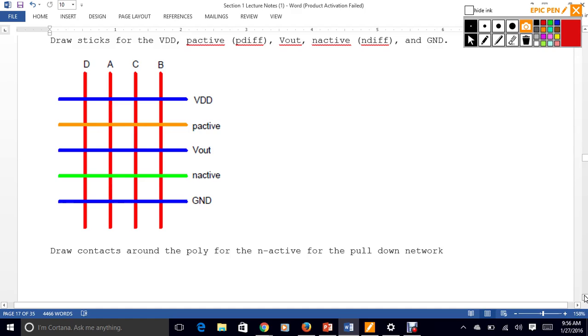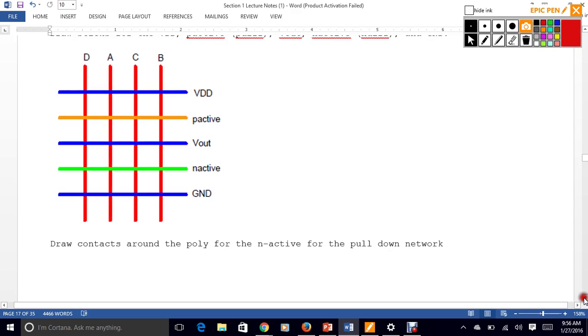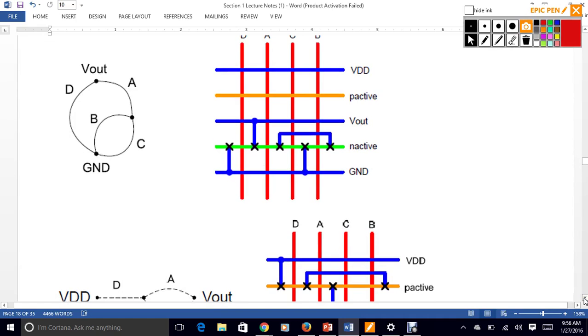So then the last step is to actually take the paths and put them into your stick diagram. Here's how we've done the pull down network and the path. This is our path diagram here, right? See how it either goes from D to the output or it has to go through the others.